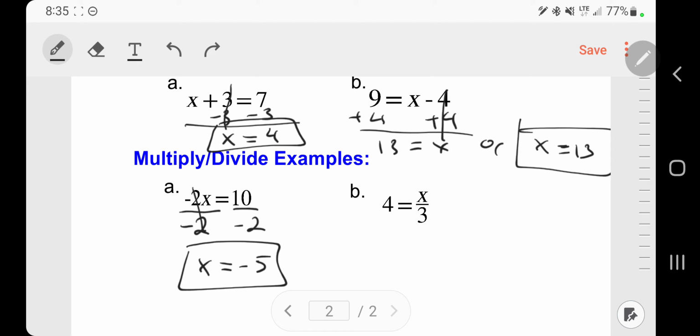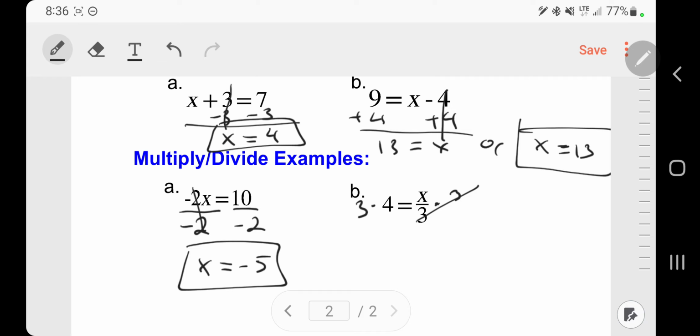And last but not least, we have a division problem here. In this case, we see a fraction, but again, you can understand that when we see a fraction, x over 3, that's the same thing as x divided by 3. So in this case, if I'm dividing by 3, my inverse operation would be to multiply by 3. And again, I'll do that on both sides.